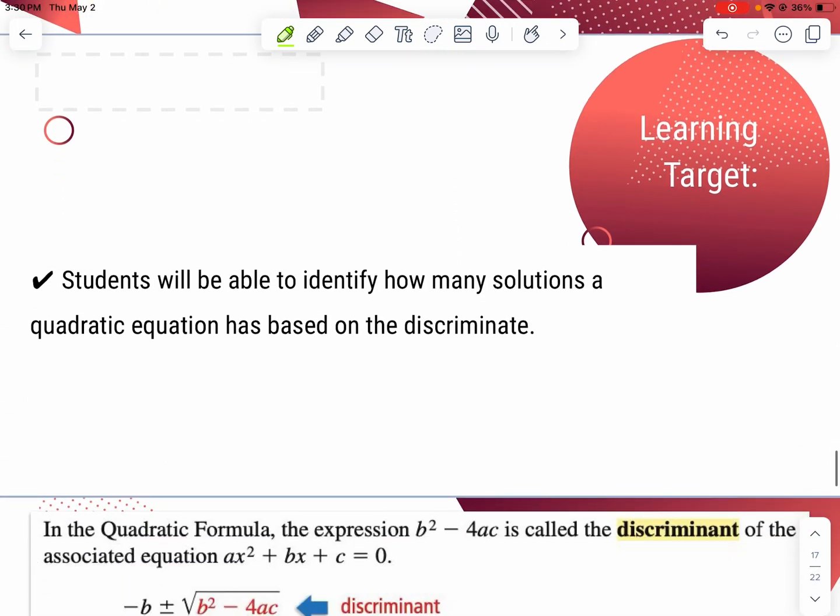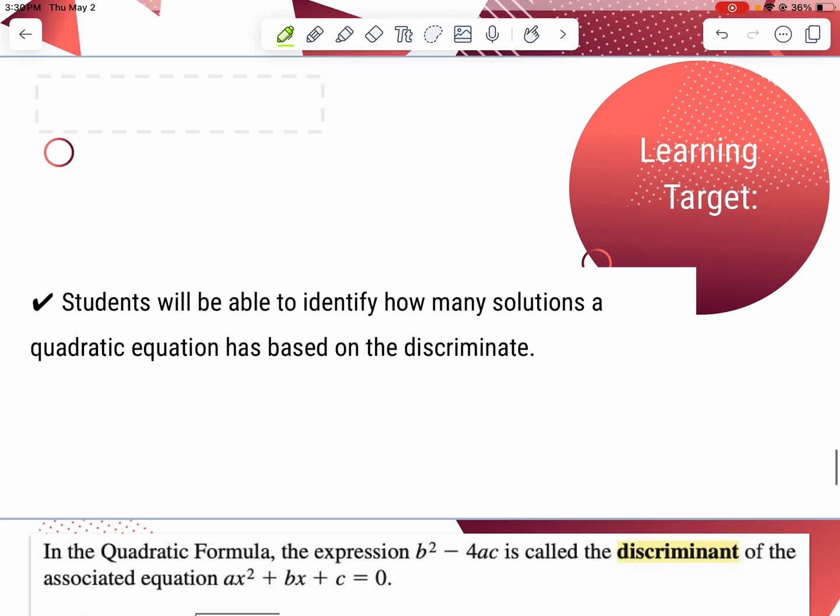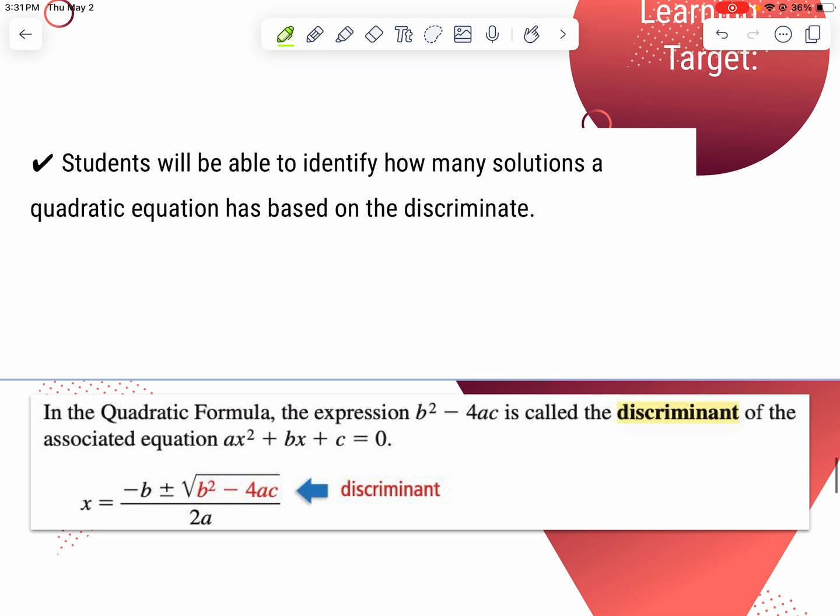Our goal is that students will be able to identify how many solutions a quadratic equation has based on the discriminant. There's not any new math or formulas that you need to be doing. We're just going to take a closer look at the quadratic formula and look at one piece of information that it tells us, and it's going to help us looking at our overall answers.